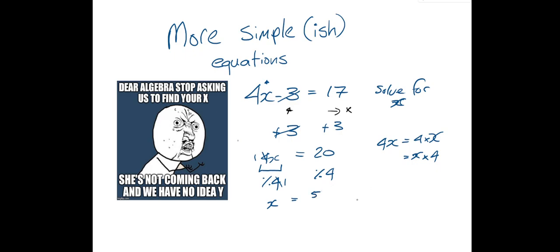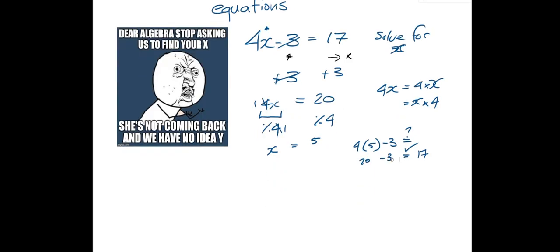So let's do a test. 4 times 5 minus 3, does that equal 17? Well, 4 times 5 is 20 minus 3, and that does indeed equal 17. Power of algebra. Moving on.